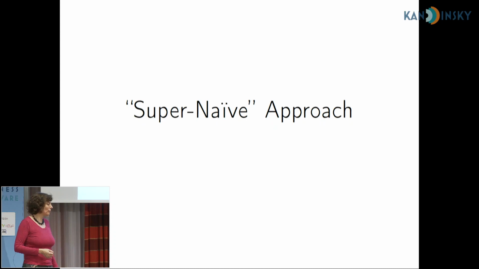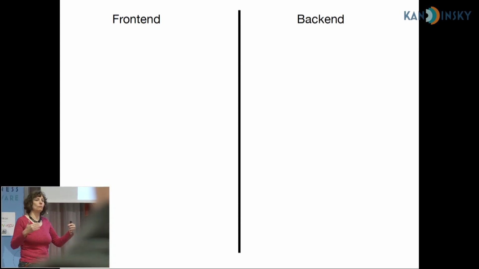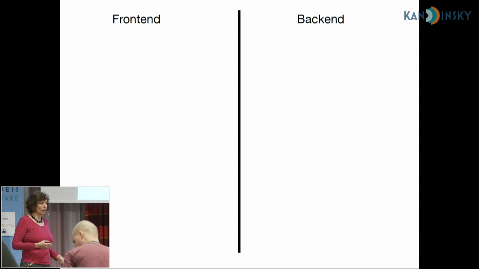The first thing that I've observed out in the wild is something I'd like to call the super naive approach. It goes like this. You have a front end and a back end. From now on, I will always refer to front end and back end. This also applies to different services talking to each other. It's just an example, a good picture you can remember, but it applies to all sorts of things talking to each other via APIs.